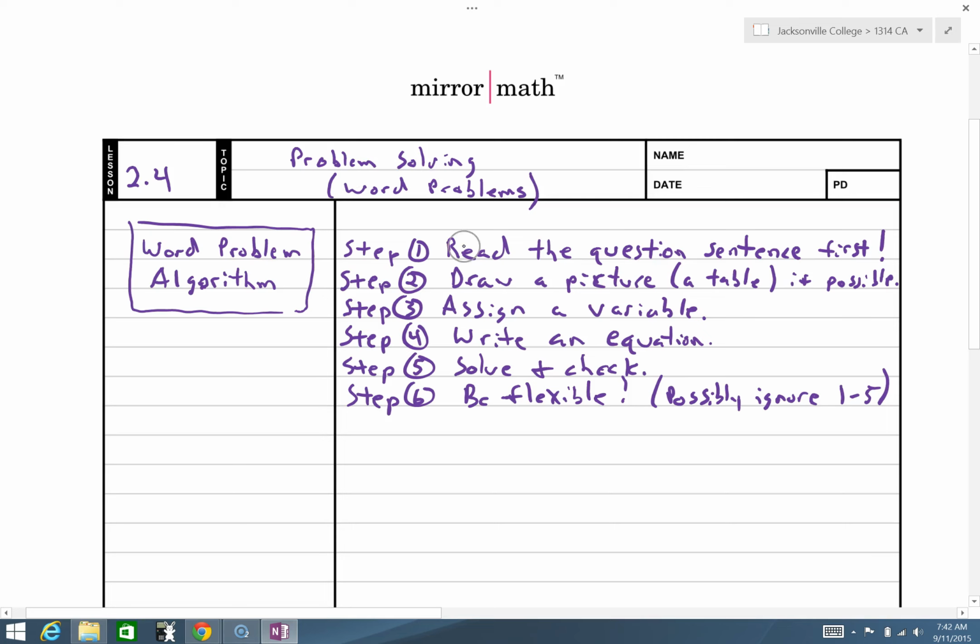We certainly want to give these steps a try. Okay, and we are trying to learn algebra. So assigning a variable and writing an equation, that's what we're trying to learn in this class. But I'm about getting the job done. So be flexible and do what you can do.